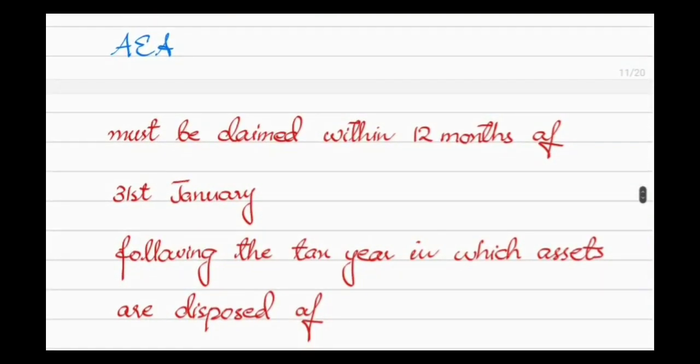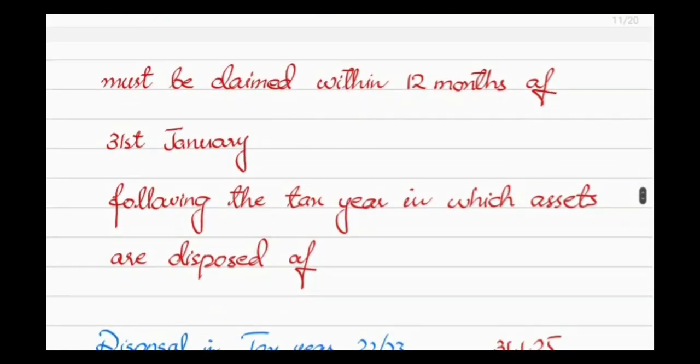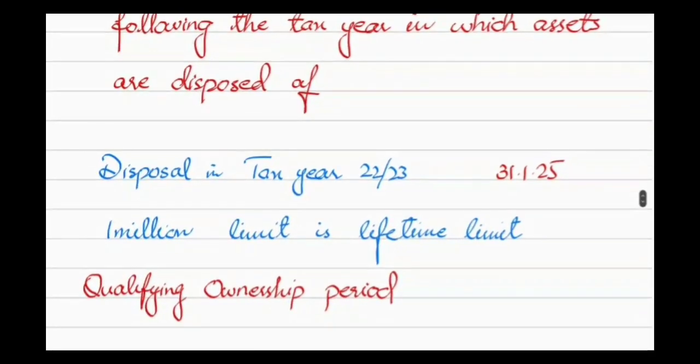It must be claimed within 12 months of the 31st January following the tax year in which the assets are disposed of. So, for example, if the disposal is in tax year 22-23, the claim must be made by 31st January 25. And remember, the 1 million limit is for lifetime.